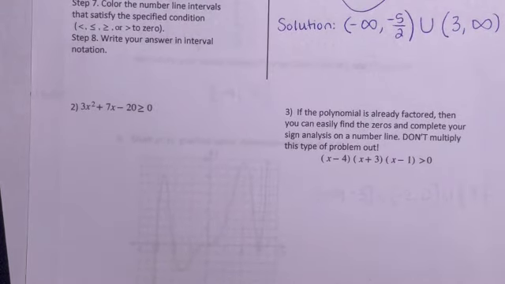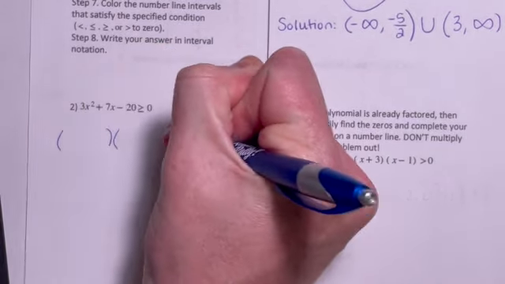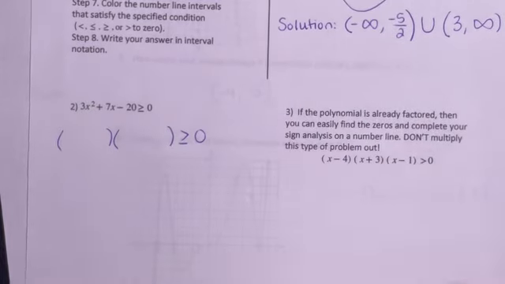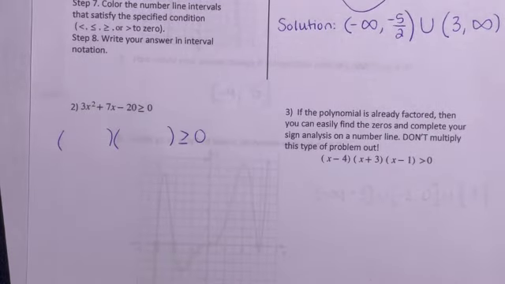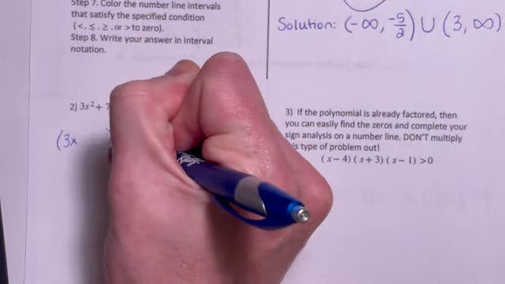For the second question here, it's already set equal to 0. So we can go ahead and get this in factored form. Even if it wasn't something we could factor, our goal is really just to find the zeros and then use those zeros to determine when it's greater than 0. But this is something that we can go ahead and factor.